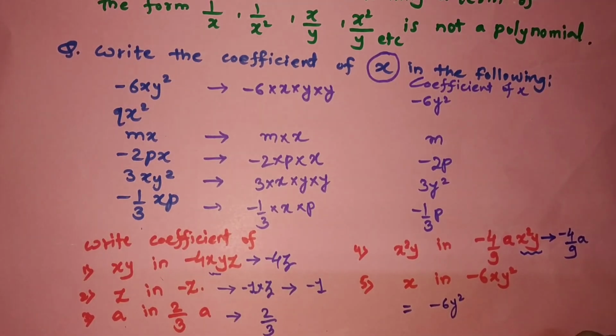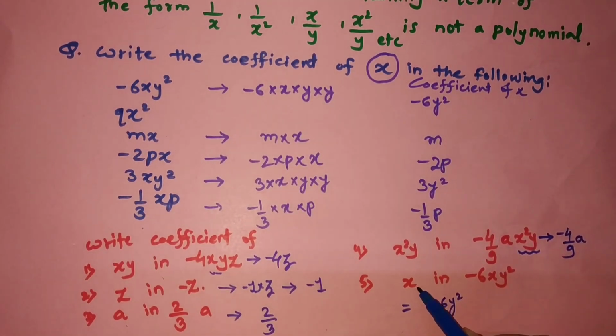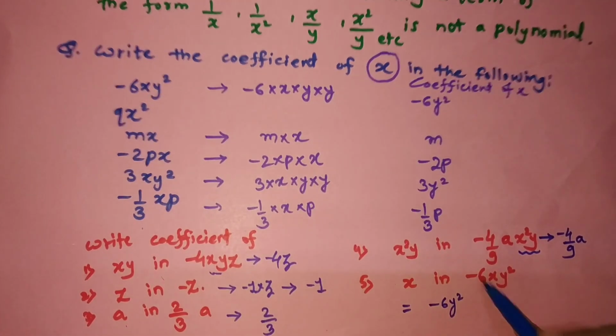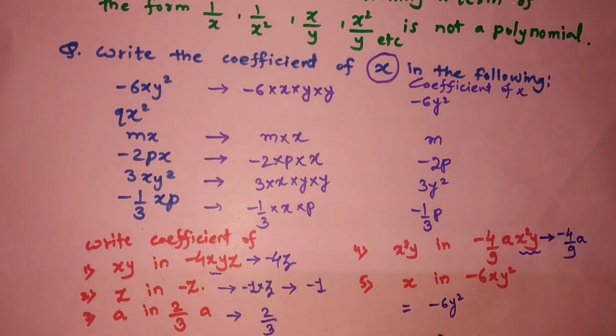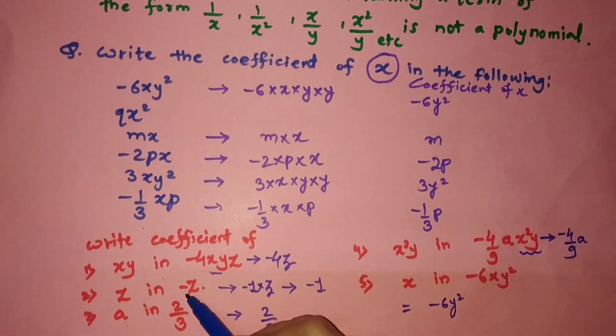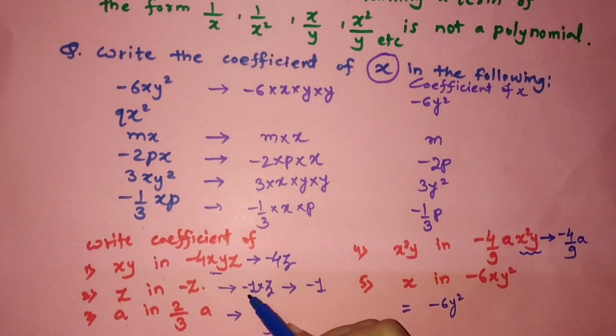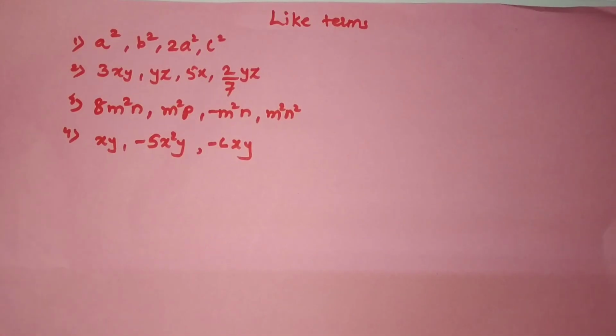So whenever asked the coefficient of any variable, you need to check that the variable is multiplied by what. You write that part, and that is nothing but the coefficient. And if you do not find anything there, by default there is 1, like z in minus z. That means minus 1 is there by default. So minus 1 into z gives the coefficient minus 1.